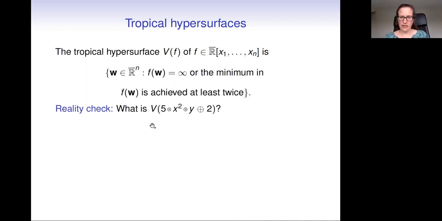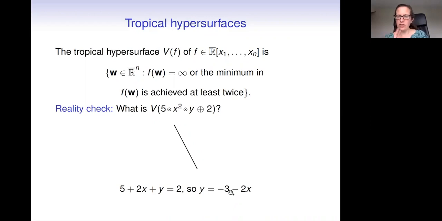And the idea is we should see a picture looking something like this. Okay, so it's just going to be a line. And that's because what do we want? We want, in usual arithmetic, this is the minimum of 5 plus 2x plus y and 2. And if we want the minimum to be achieved twice, well, they have to be equal. So we get this equation, which I rewrite as the line y equals minus 3 minus 2x.